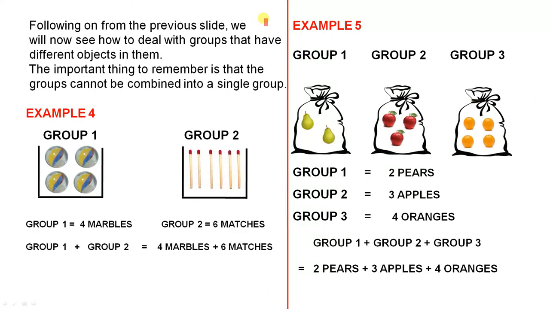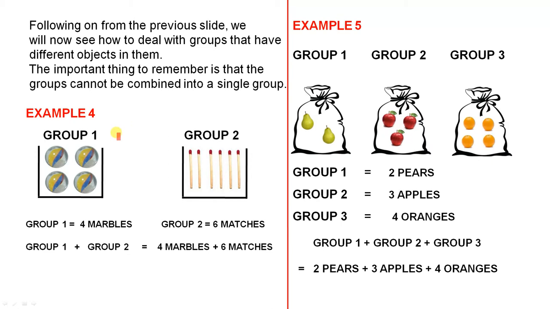Following on from the previous slide, we will now see how to deal with groups that have different objects in them. The important thing to remember is that the groups cannot be combined into a single group. So when the groups have different objects in them, the groups cannot be combined into a single group.